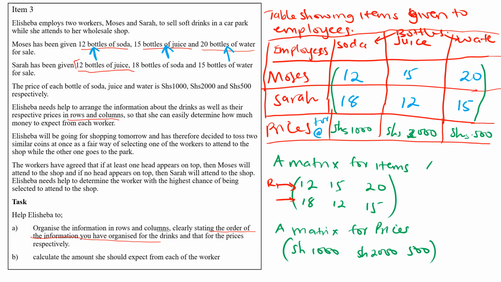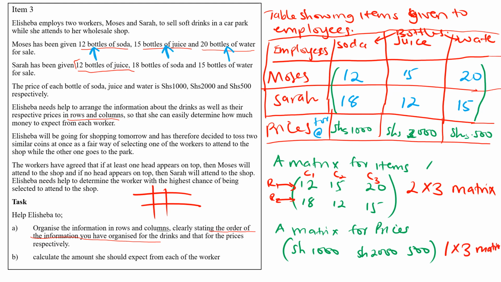I have row 1 and then row 2. And then how many columns do I have? I have column 1, column 2, and then here column 3. The horizontal lines are rows, and the vertical lines are the columns. So we shall come and say this is a 2 by 3 matrix, and then this is a 1 by 3 matrix.